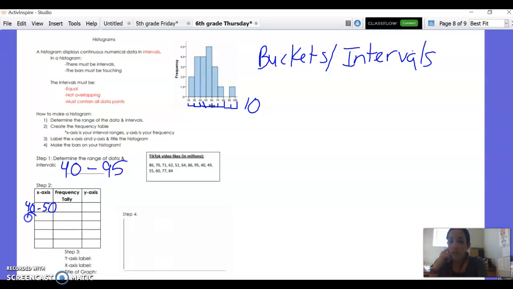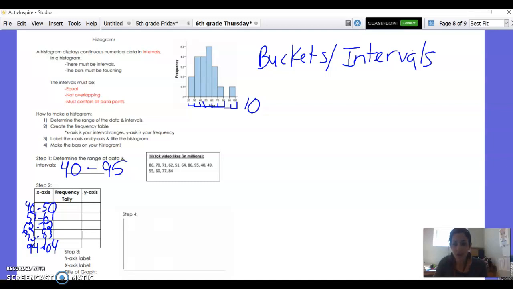So my next range or my next bucket would be 51 to 61. And then 62 to 72. 73 to 83. And then I can't stop at 94 because I have data that's larger than 94. So I have to write the range 94 to 104. Even though there's not 104 in our data, I still need to include it. Okay? So that's step number 2, is to fill in our bucket table or our frequency table.